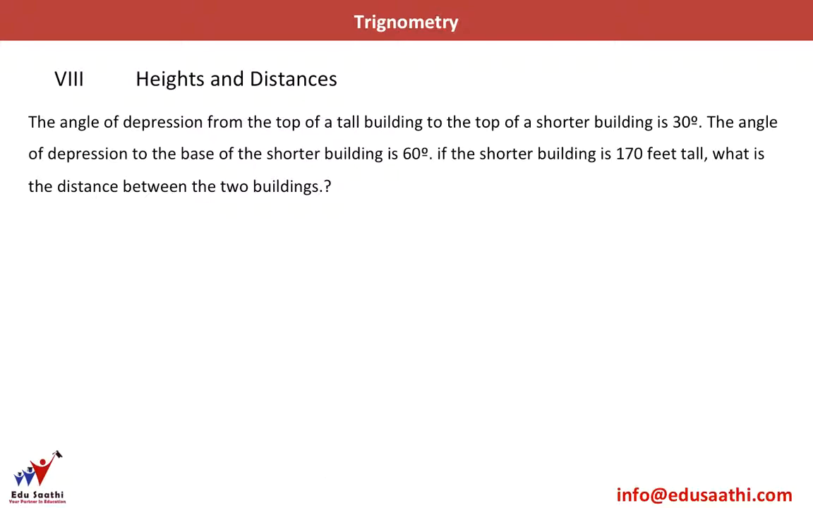Let's try another question. The angle of depression from the top of a tall building to the top of a shorter building is 30 degrees. So here in this case I have two buildings. I have a bigger building here and I have a shorter building here. They both are on the same base. The angle of depression is 30 degrees. So this angle, if I join this line, remember this angle is 30 degrees. This angle is formed with the eye level.